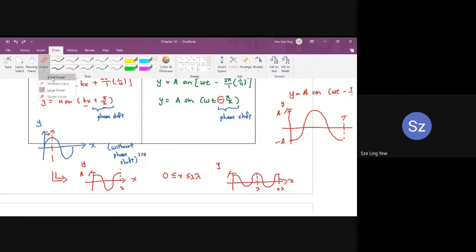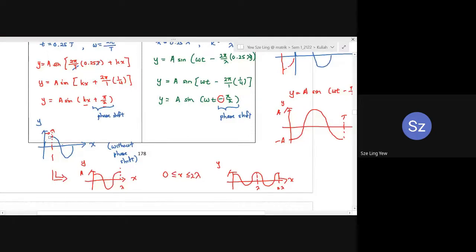Okay, I remove the line here. So I cancel the line here. I remove it, so I let my graph start from maximum. And then I complete it. Okay, I extend the line at the back so that it becomes one complete cycle. So it becomes one complete cycle. So that is the difference between positive phase shift and negative phase shift.